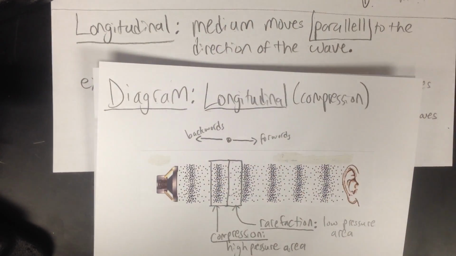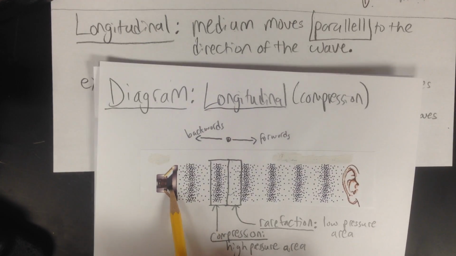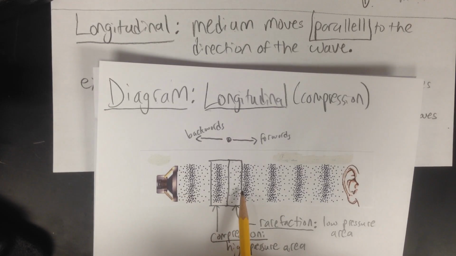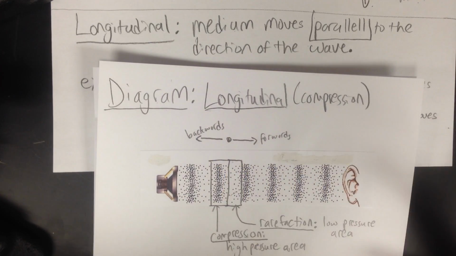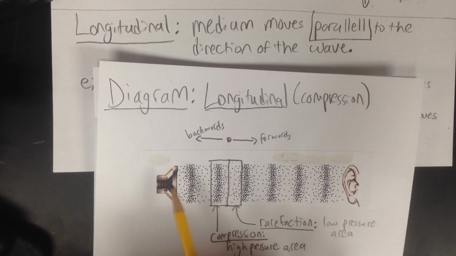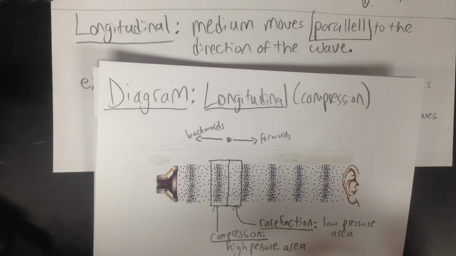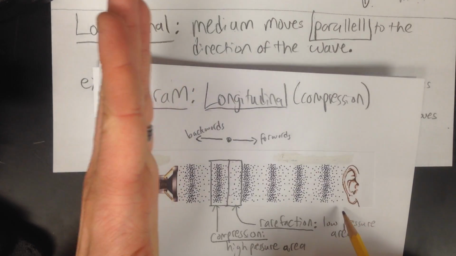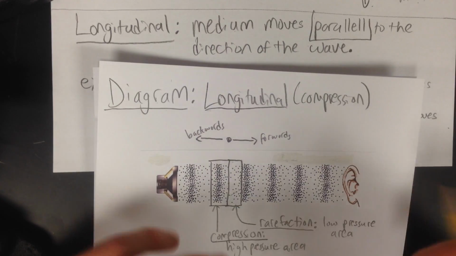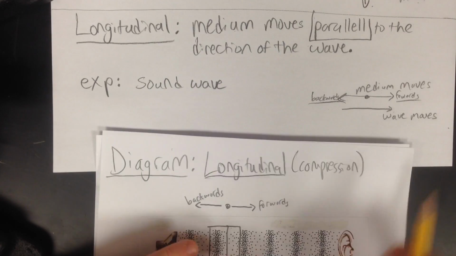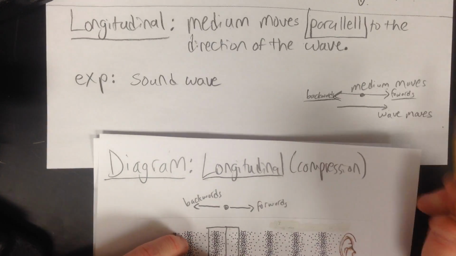Just think about it: why do the molecules move forwards and backwards? It's because of what the speaker did originally. The speaker pushed in and it went out. The speaker's not pushing up and down. So the reason the medium moves parallel on a longitudinal wave is because that's the way it's being pushed by the vibrating speaker, or whatever vibrating object is making it. The vibrating object pushes in, makes a compression, pulls out. And it just so happens that the medium moves parallel to the way the wave moves.